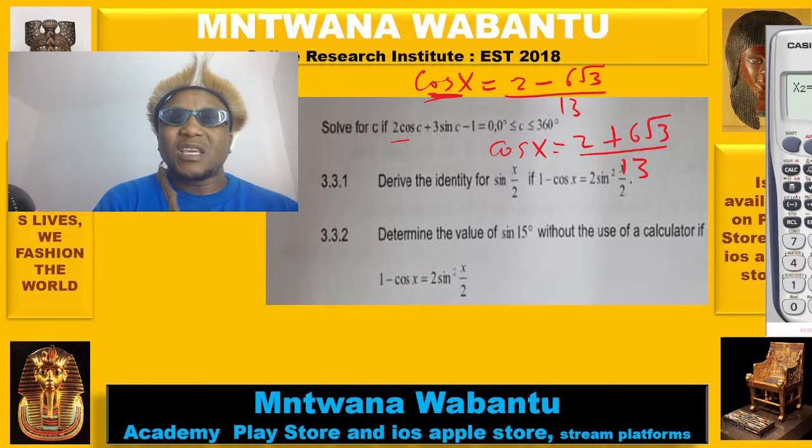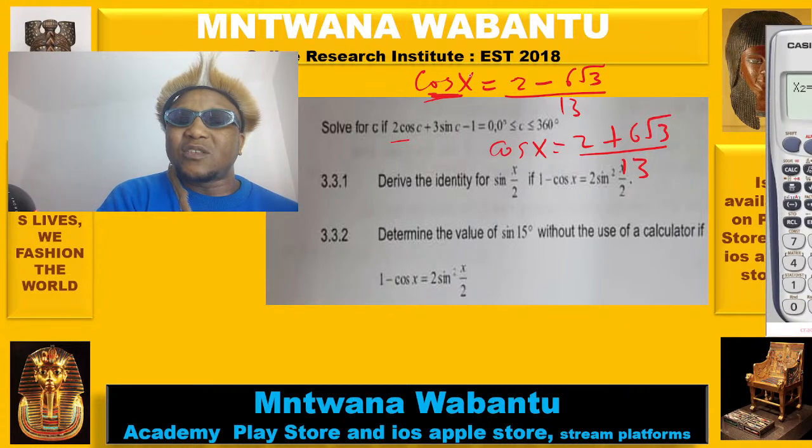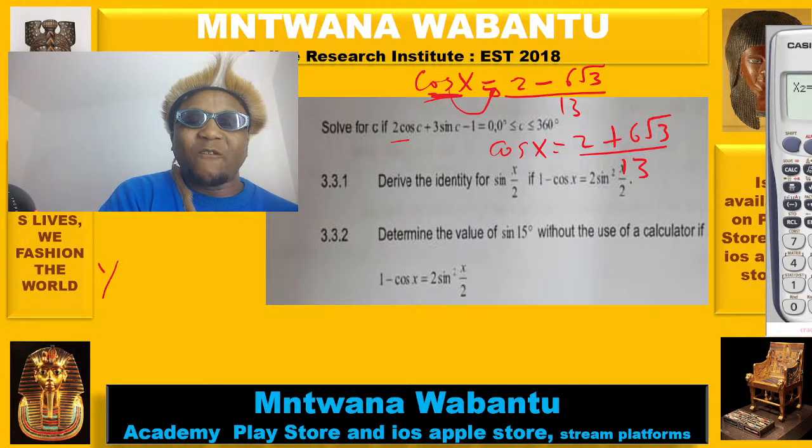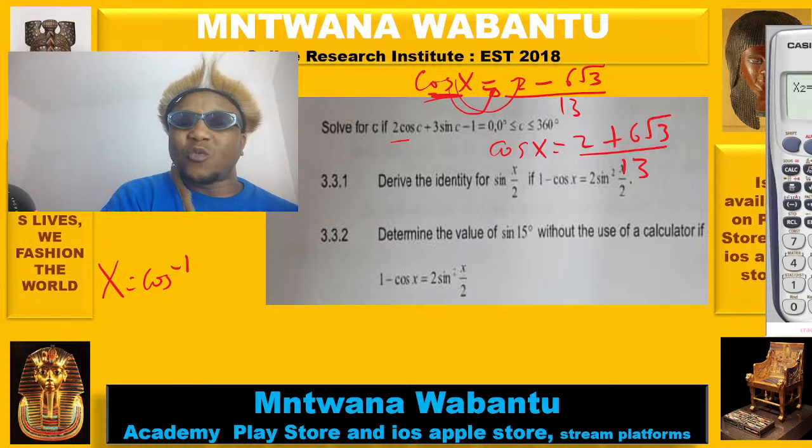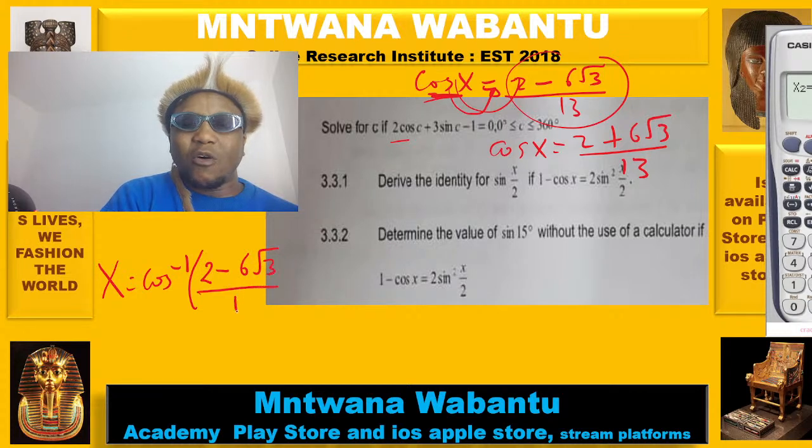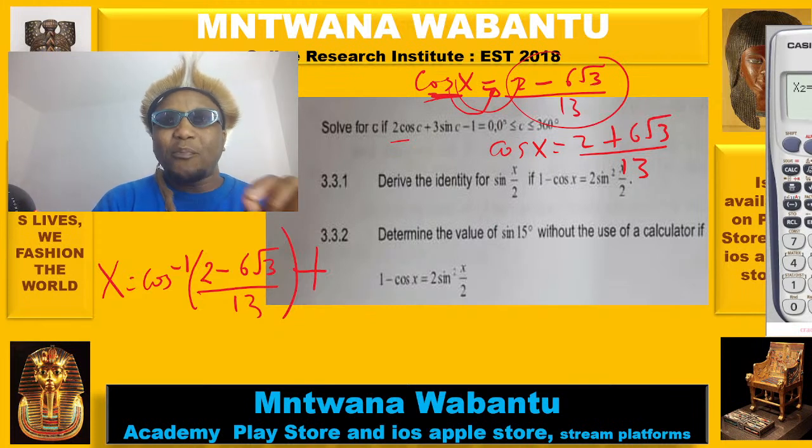From the trig general solution, we're going to find the inverse. I'm going to say the value of x is going to be equal to cos inverse. So we start with this one first, right? Cos inverse of 2 minus 6 square root of 3 over 13, but you must plus 2 pi n.